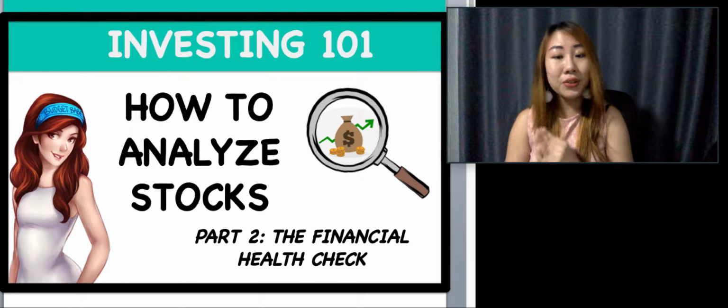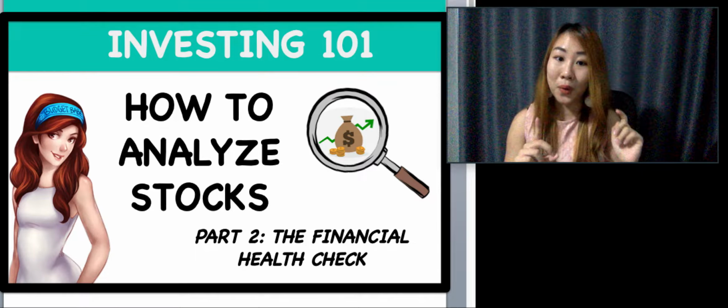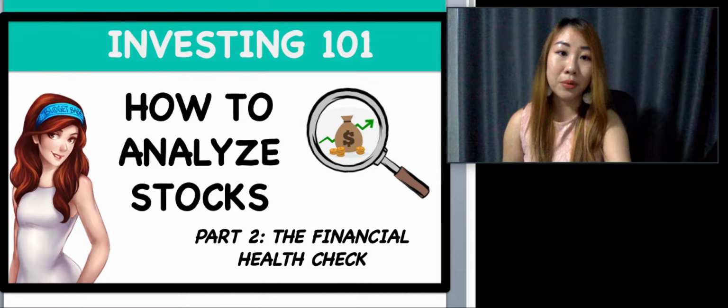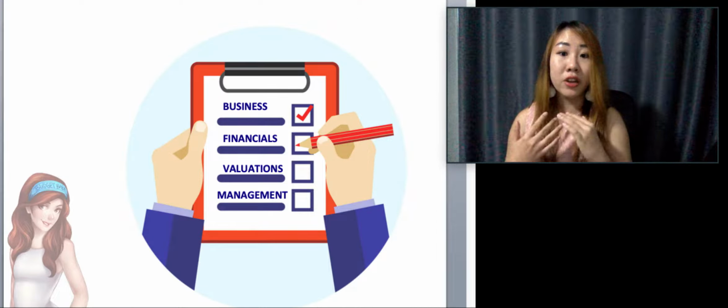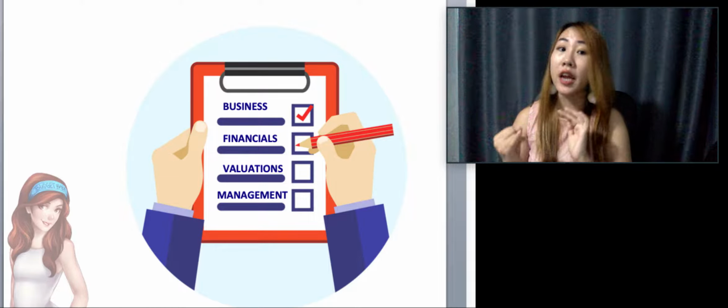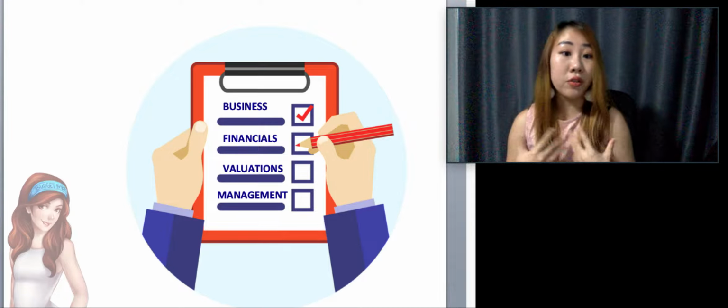So without further ado, remember to go ahead and watch the last video on how exactly to do step 1, but we're going to jump straight into step 2 over here, which is on the financials. And that's the second step of the business, financial, valuation and management, aka the 4-step model that I use to analyze and spot great stocks.